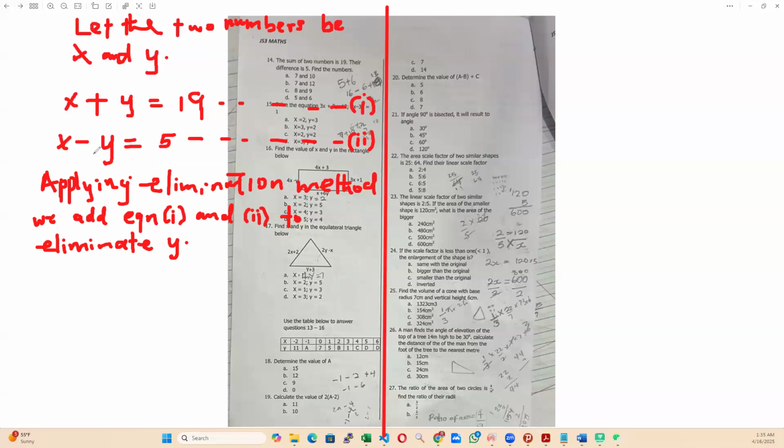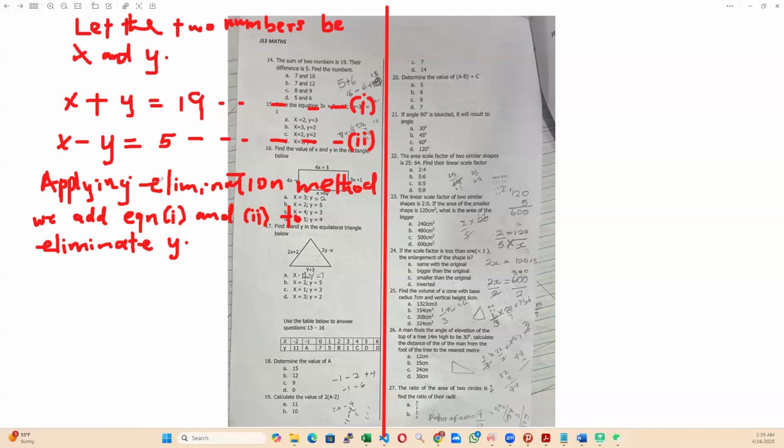Because they have the same coefficient and different signs, right? Yes. Good. Had there been something like 2 here, we wouldn't have added directly. We would have multiplied equation 2 by 2. Because the coefficient of y in the first equation is +1, and the coefficient of y in the second equation is -1, that's why we add equation 1 and 2 so that we eliminate y immediately.